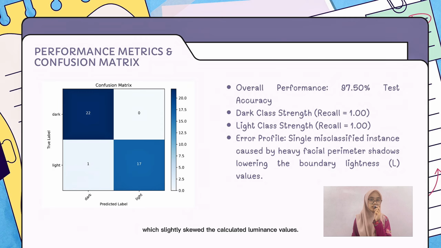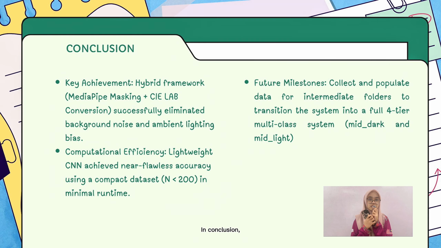the calculated luminance values. In conclusion, this project proves that a hybrid pipeline combining MediaPipe geometric masking with illumination invariant CIE LAB color space conversion achieved top-tier computer vision performance. Pre-cleaning background noise allowed our lightweight CNN to hit 97.50% accuracy using fewer than 200 images.